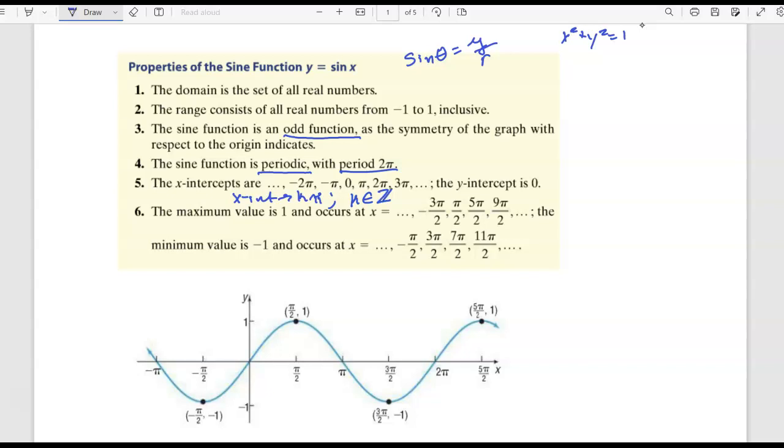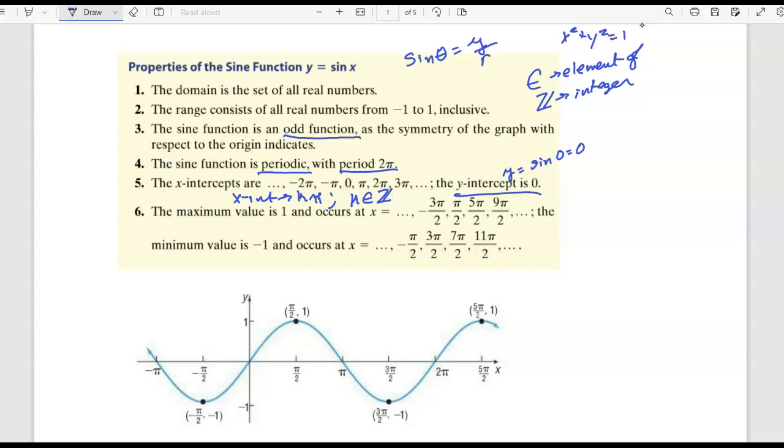And we use that funny e, that means element of, and that Z means integer. So we're going to start seeing a lot of shorthand math notation in this course. The y-intercept's where it crosses the y-axis, and we know that the sine of 0 is 0. So that's why that's the y-intercept.